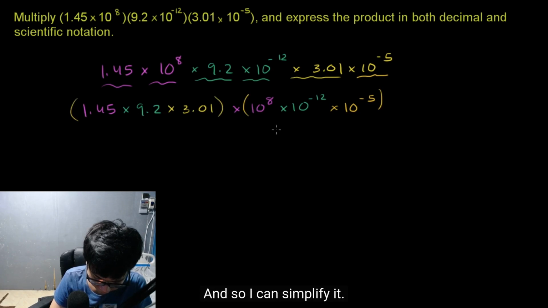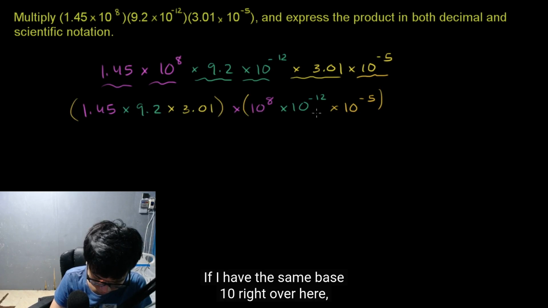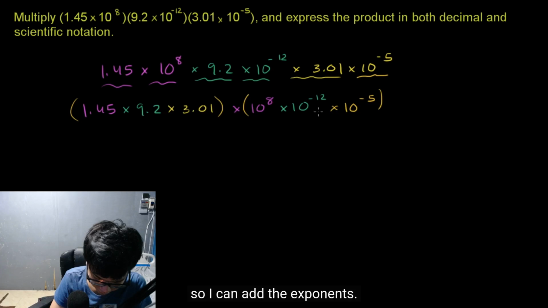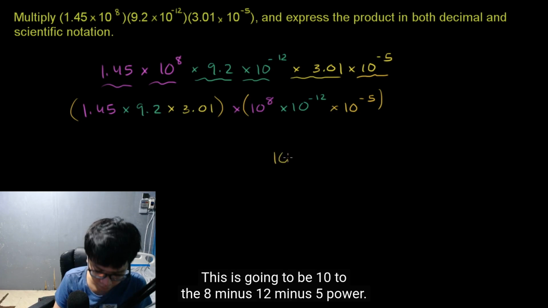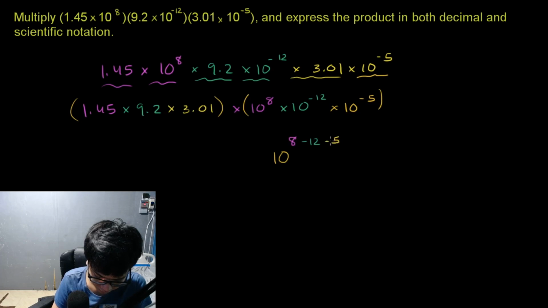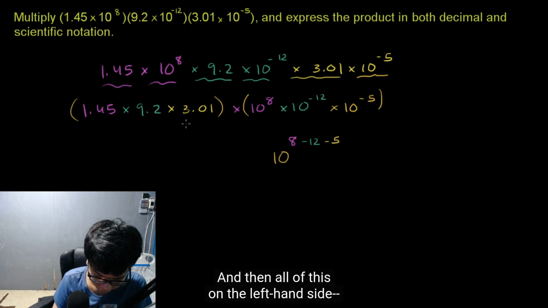And so I can simplify it. If I have the same base 10 right over here, I can add the exponents. This is going to be 10 to the 8 minus 12 minus 5 power. And then all of this on the left-hand side, let me get a calculator out.